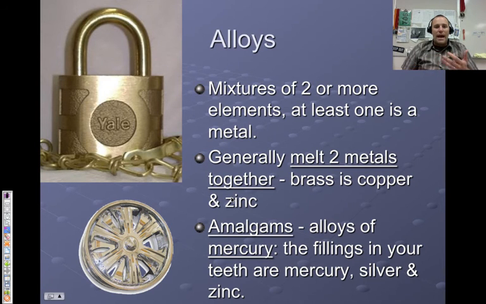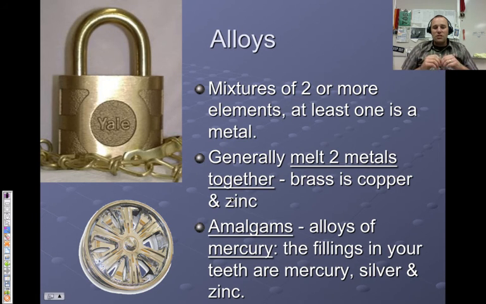Okay, so brass is an example of an alloy. It's copper and zinc that are melted together, so that's a brass lock. Or if you live in a house that was built in the 80s, a lot of times you still have brass fixtures like a brass faucet or brass doorknobs, brass knuckles. So those are 2 metals melted together, copper and zinc in that case.